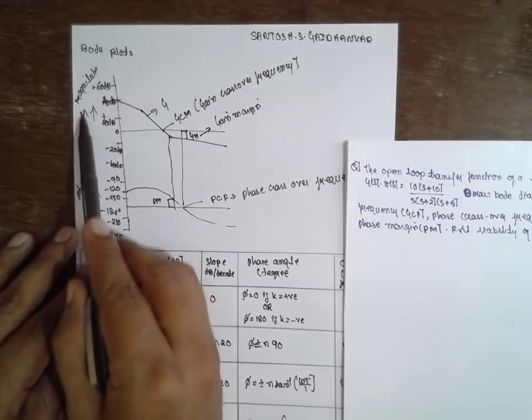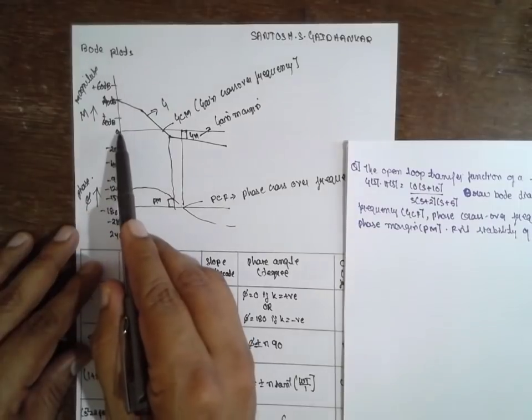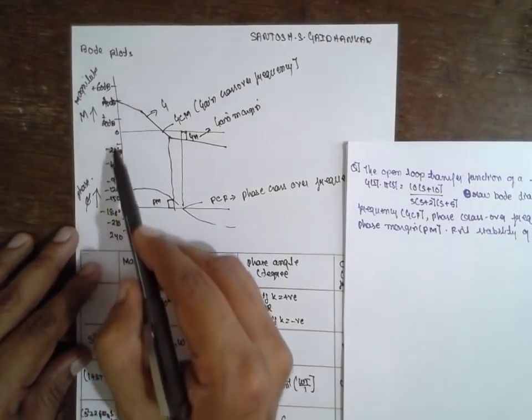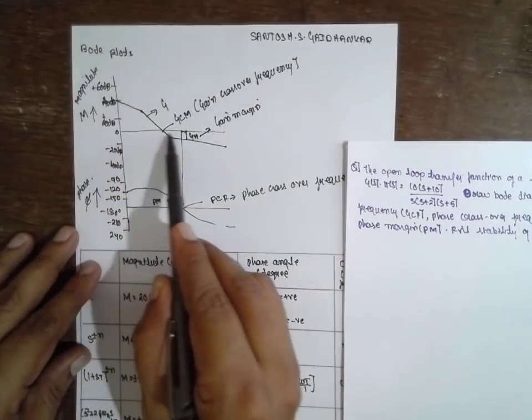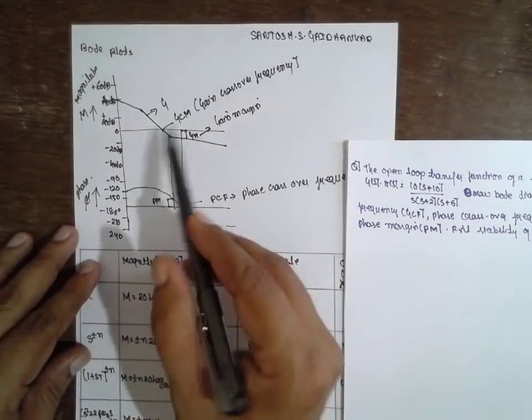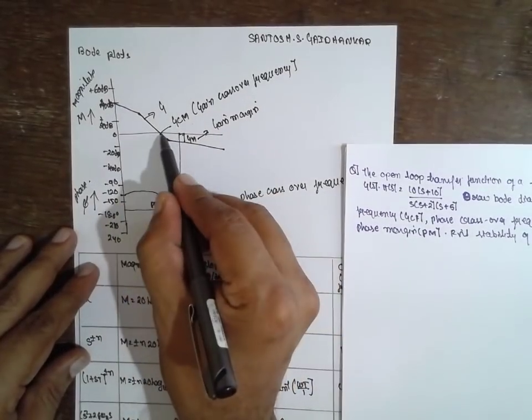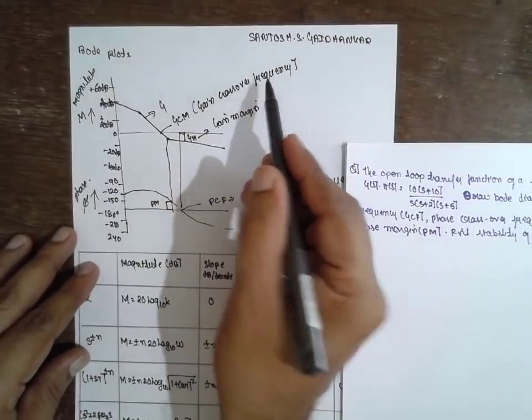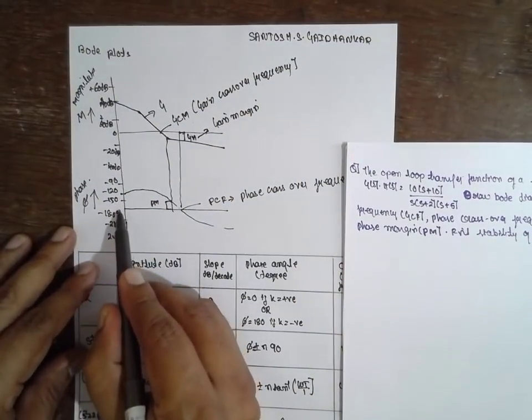This we call the magnitude plot, and this is the phase plot. This is 20 decibel positive, 20 decibel negative, and this is the zero line. How is this line going to cut? Where it cuts the zero line, this point we call the gain crossover frequency.